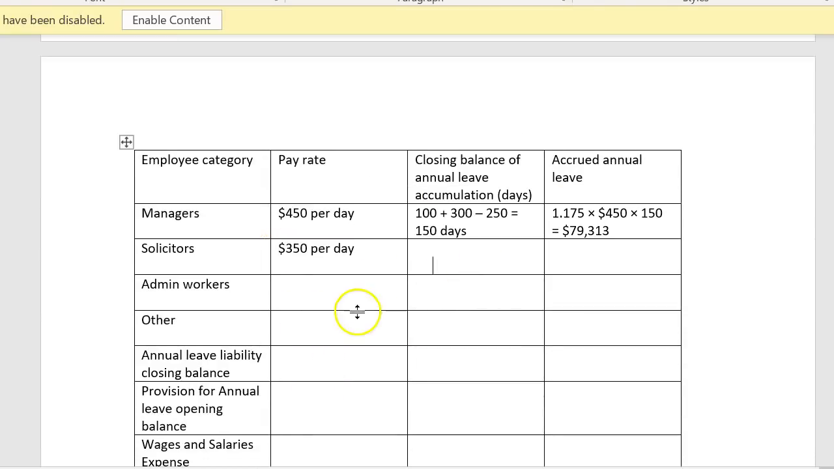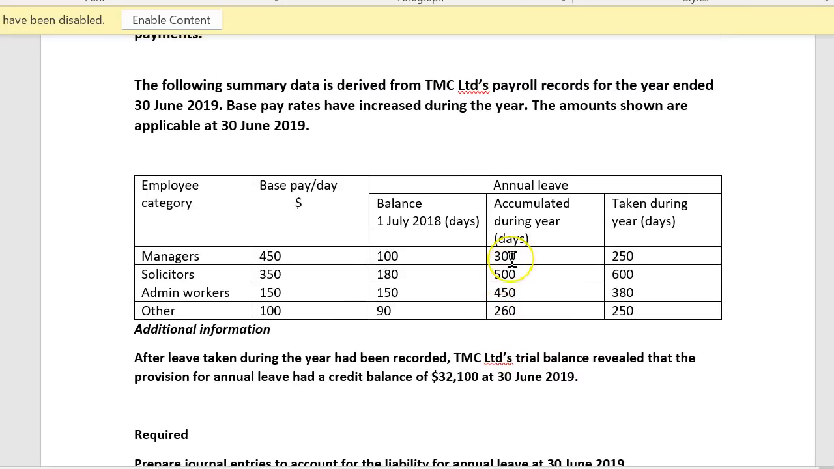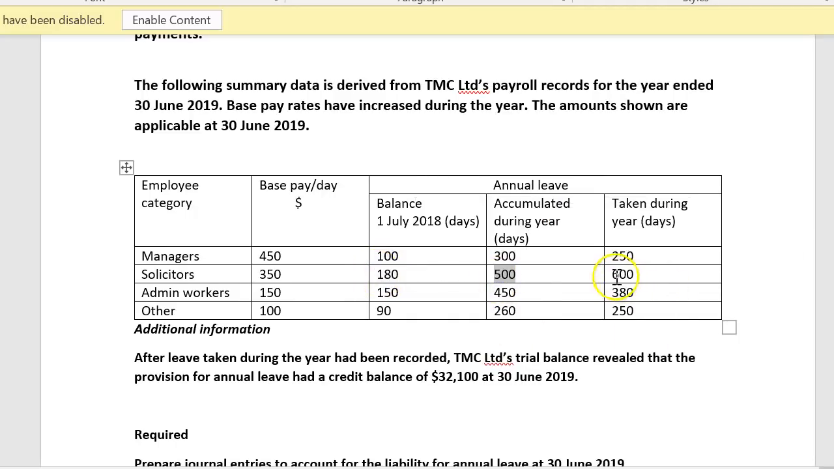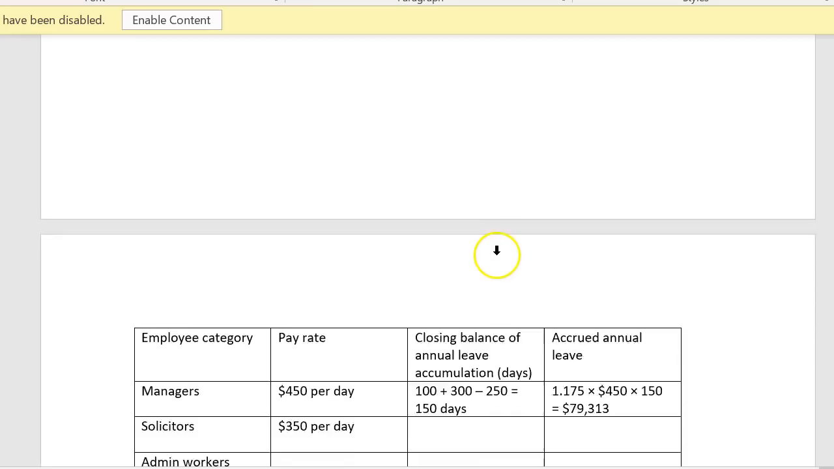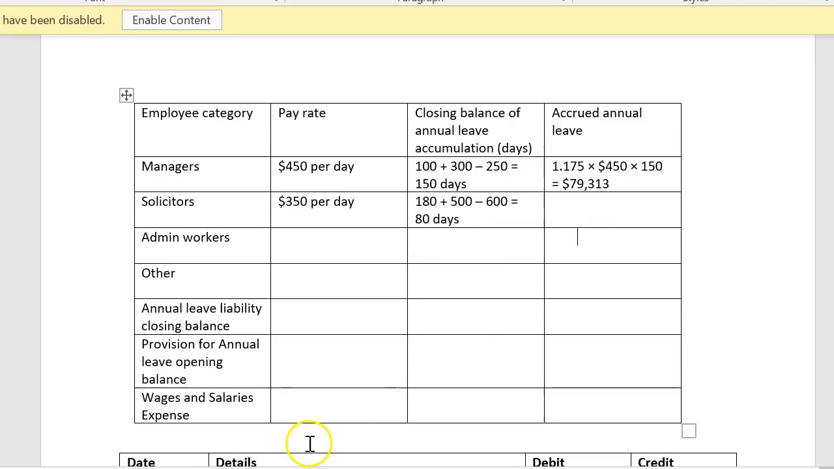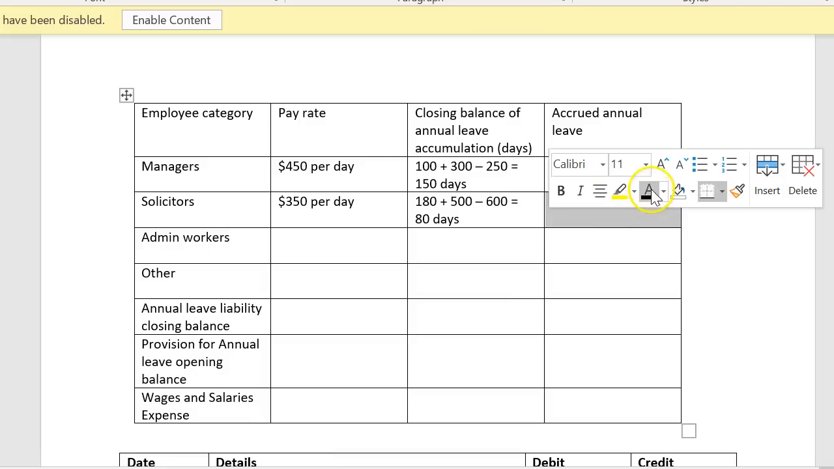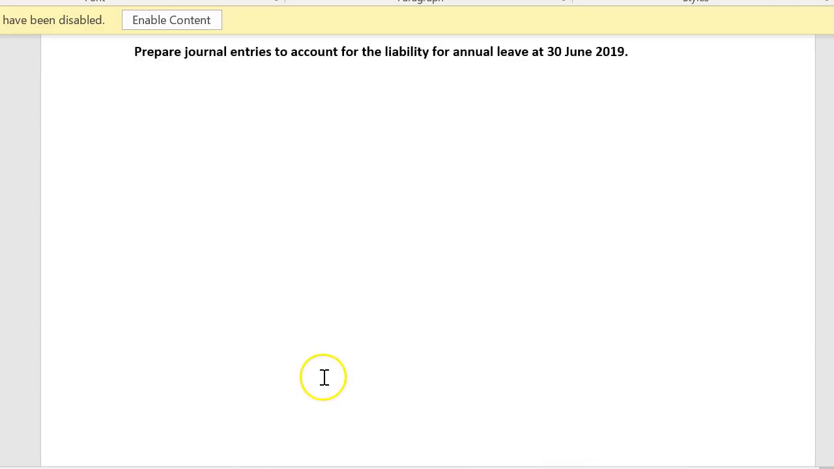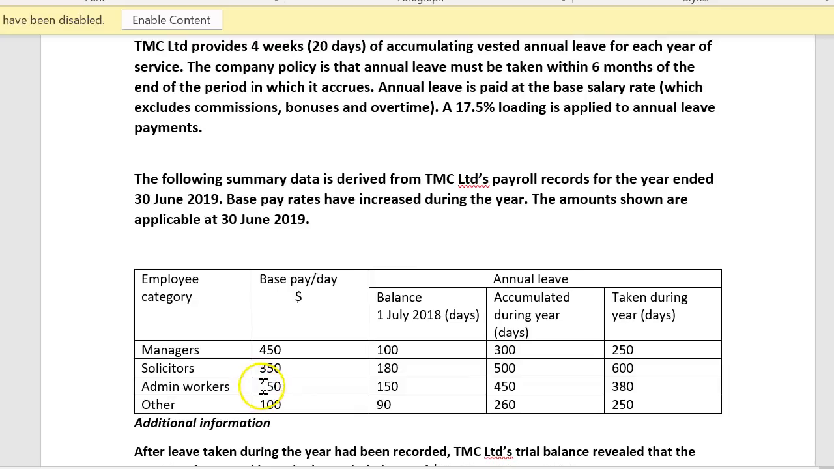And what's the closing balance of their annual leave accumulation? So it's 180 plus 500 minus 600. There you go. So what's the accrued annual leave? 1.175 times 350 times 80. There you go. Admin workers, how much do they earn? $150 a day.